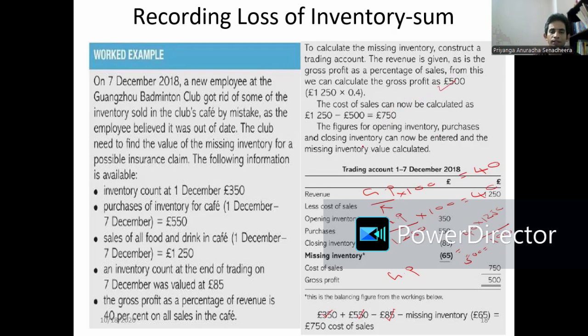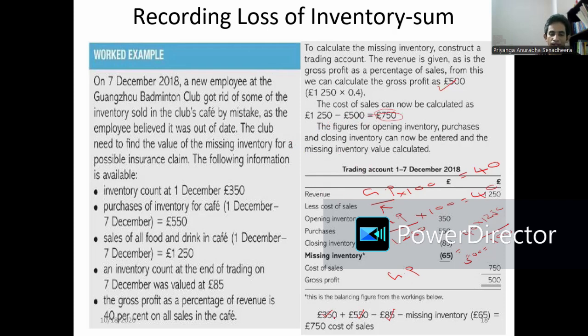Now what we are going to find is the cost of sales. So revenue minus cost of sales is equal to GP. Now we know GP and we know revenue. So by using the formula, we will be able to calculate our cost of sales figure. That is 750.